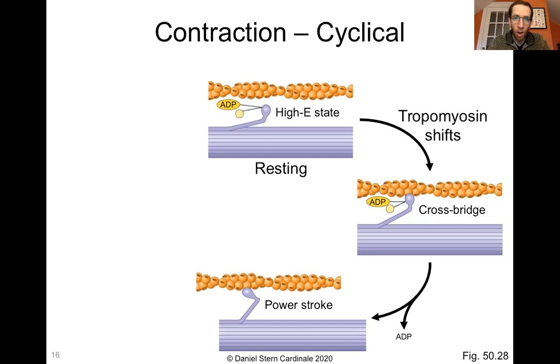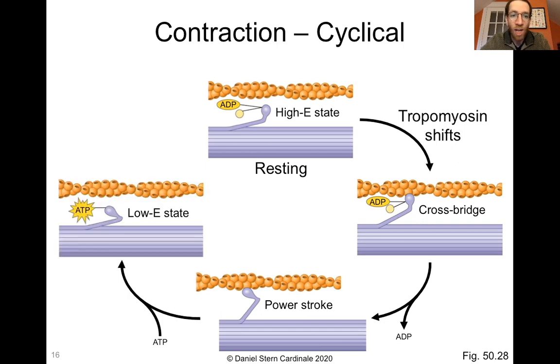The next step in the process is to associate with ATP. That causes a breaking of that cross bridge. So now the myosin head is in the closed conformation and it's bound to ATP rather than actin. It's not associated with actin in this state. It's let go. And we call this the low energy state because as far as the myosin is concerned, this is really nice and stable.